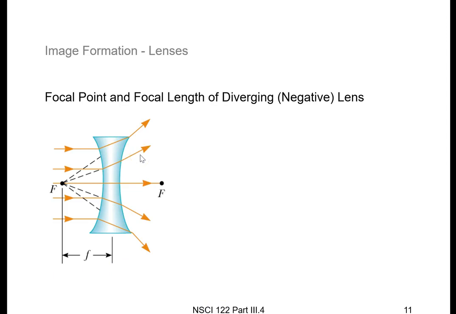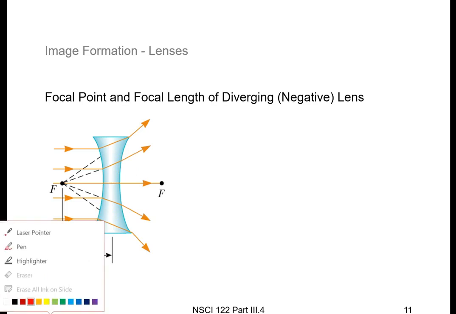Remember, negative or diverging lenses are always going to be thinner in the middle. Converging lenses, also known as positive lenses, we've already discussed and said that they're always thicker in the middle. So a diverging lens will always be thinner in the middle. So this hourglass shape is a conventional shape for a diverging lens. But any lens that's thinner in the middle is going to be a diverging or negative lens.